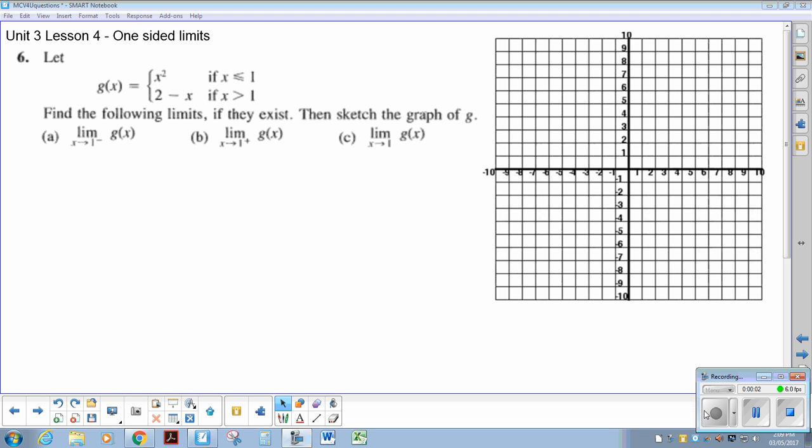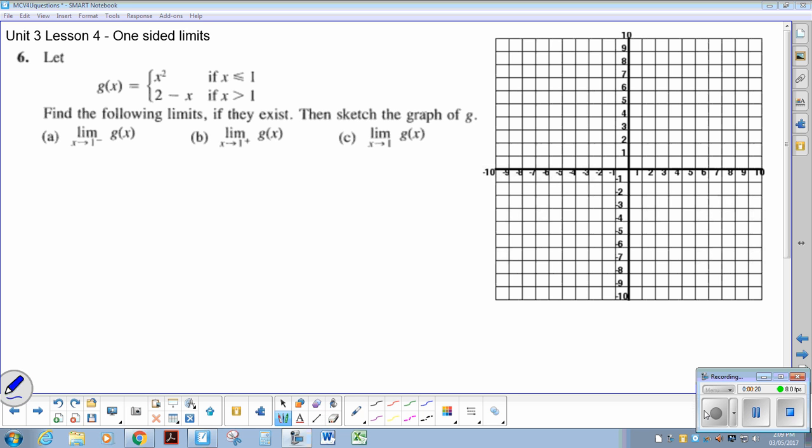Hello, I've had a question in Unit 3, Lesson 4 about one-sided limits, and I'm looking at question number 6. Earlier questions in this particular set of homework gave you graphs to work with. Now, in this case, you have to create your own graph. So I'm going to talk about creating a piecewise function so that you can answer questions A, B, and C.